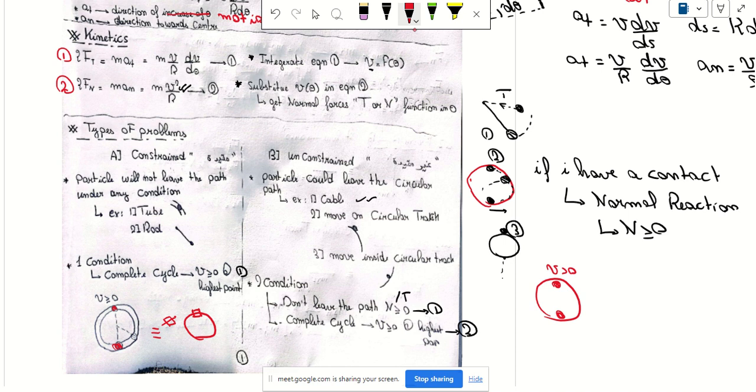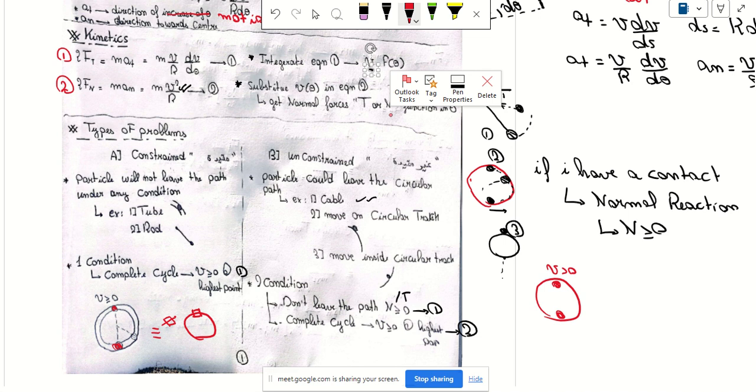I'm asking you, Azir. Now this is a particle moving inside the tube, inside the circular path, and I'm saying I ensure to you that it's 100% that the particle will have a velocity greater than 0 at the highest point. My question to you: are you totally 100% sure that this particle will complete one whole cycle? Yes, sir. Why? Because you ensured to me that it has a velocity.